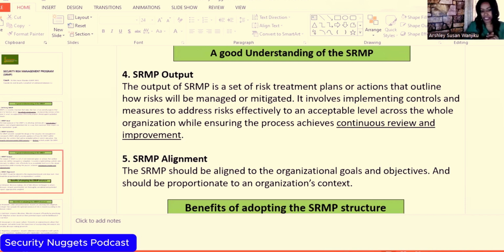And the fifth point, alignment: the security risk management program should be aligned to the organization's goals and objectives and should be proportionate to the organization's context. This is very important because remember, every organization is different. Even if you're in the same industry, when it comes down to how you're running your business internally, it's bound to be different one way or another. So different organizations, different context.